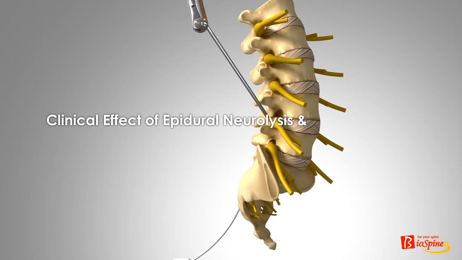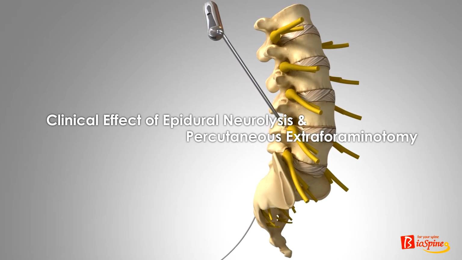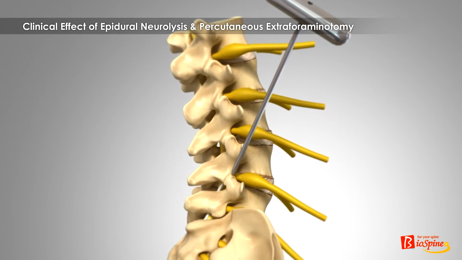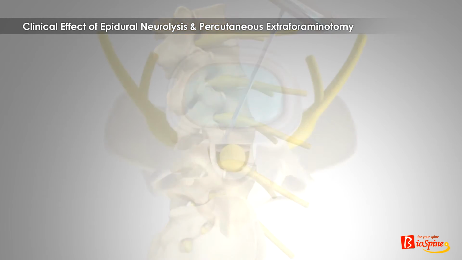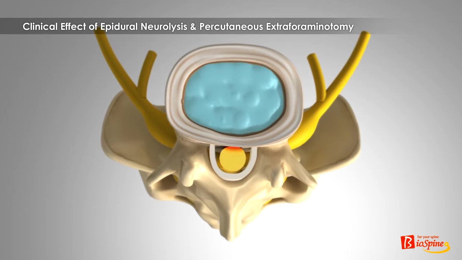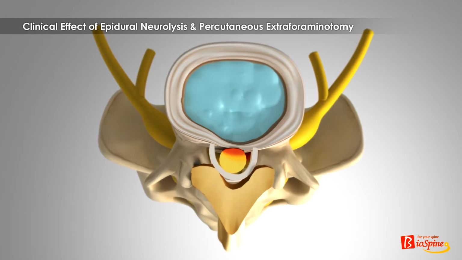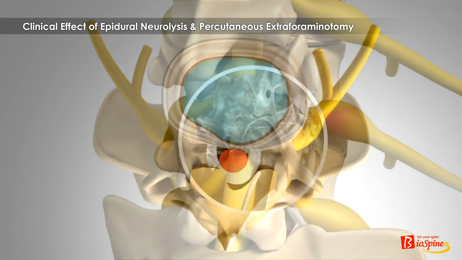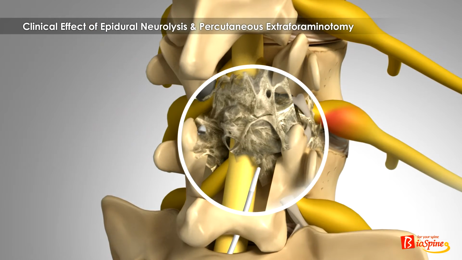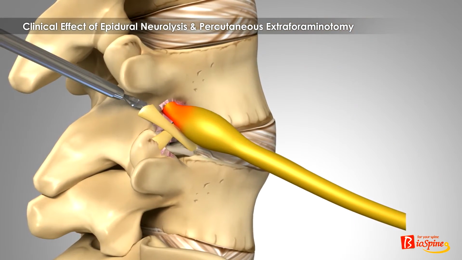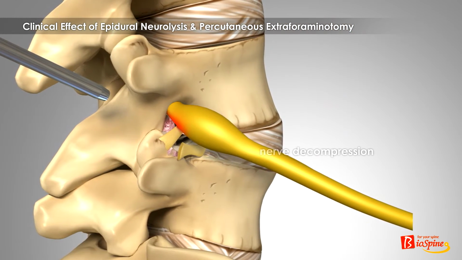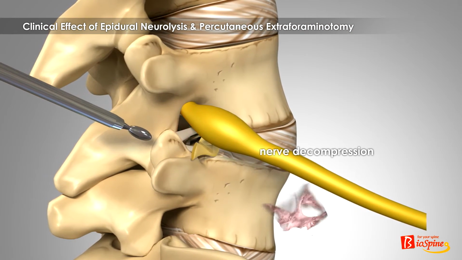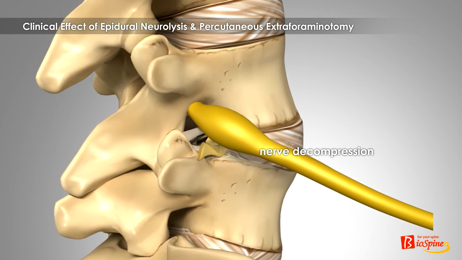Clinical effect of epidural neurolysis and percutaneous extraforaminotomy. Epidural neurolysis and percutaneous extraforaminotomy make it possible to deal with not only severe spinal central stenosis by disc bulging, facet hypertrophy, and ligament thickening, but also severe surgical adhesion around the spinal canal inaccessible by transcaudal approach. In addition to this clinical significance, transforaminal approach eliminates the direct cause of pain through the nerve decompression by resecting the transarticular ligaments entrapping the DRG, dorsal root ganglion.